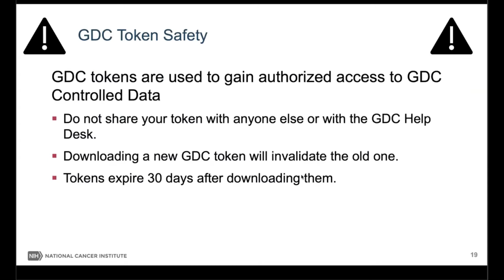The other reason I want to tell you that is because if you are running a long process that requires controlled access, like a long upload, download, or you have a pipeline that downloads from GDC, if you download a new token, the one you're using on your pipeline will be invalidated, and you'll just find a bunch of error messages when you come back after the weekend. So I just do want to warn you about that. It's happened to me 100 times, and I would not like it to happen to you. Lastly, I would like to let you know that tokens expire 30 days after downloading them. So if you feel like your token might be getting stale, go ahead and download a new one. Not a big deal.